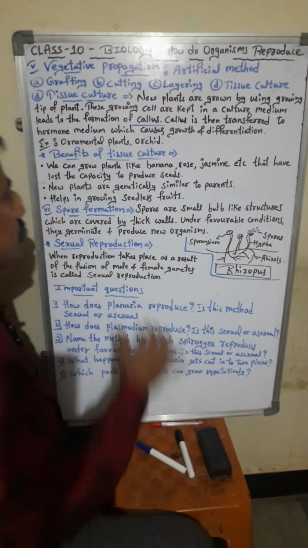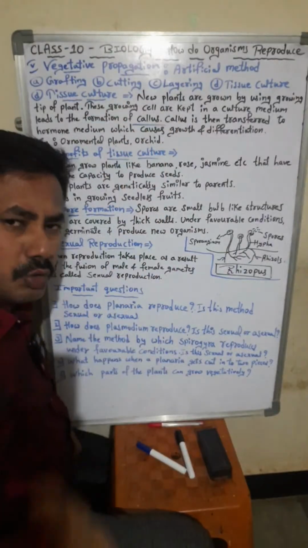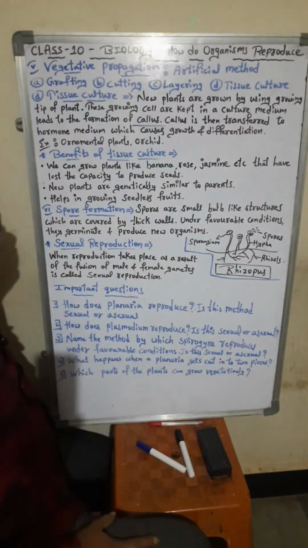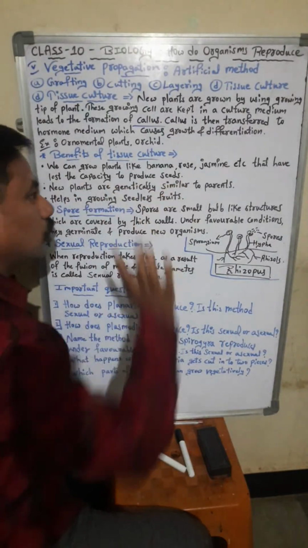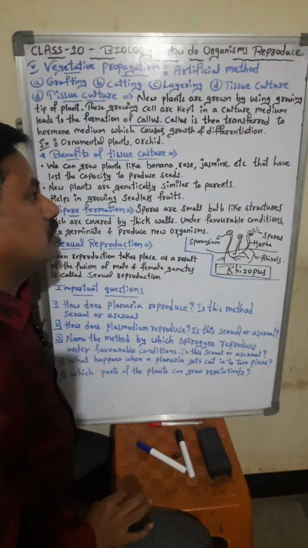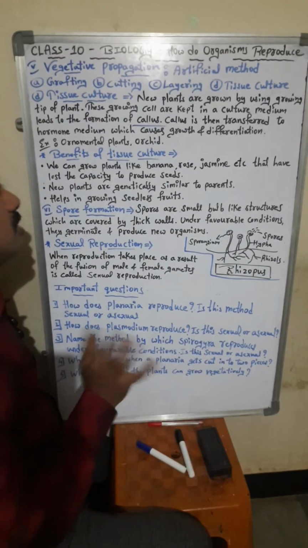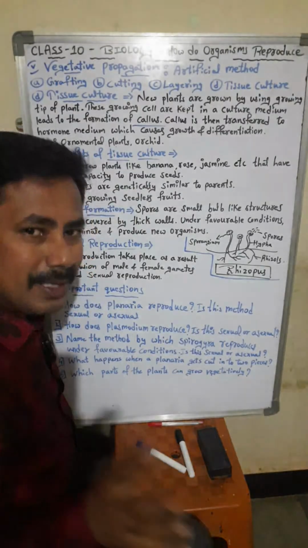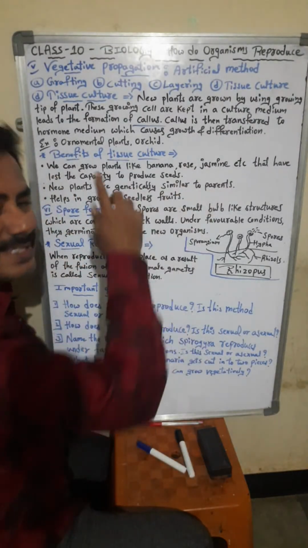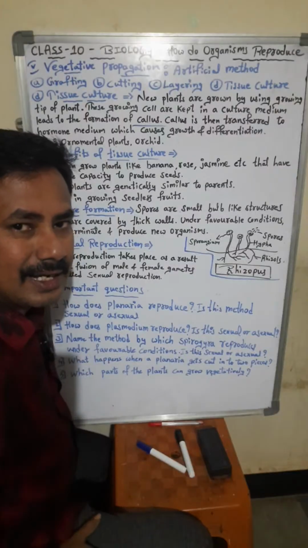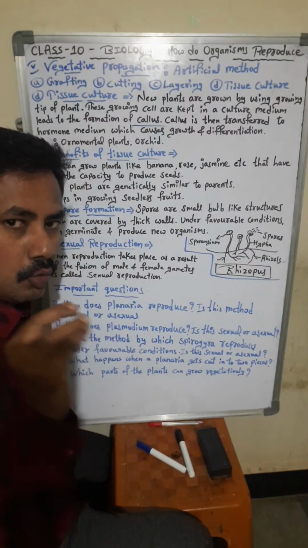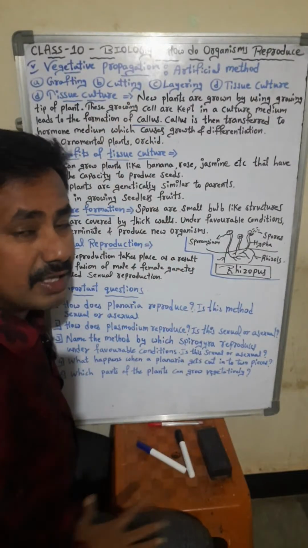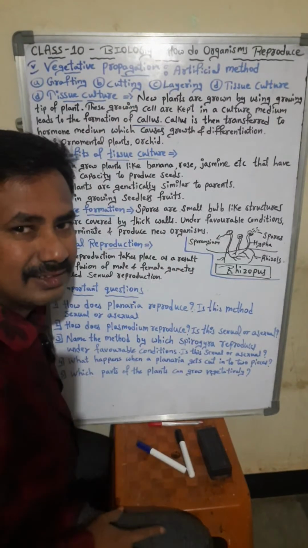So now students, what are the benefits of tissue culture? Let us see now. We can grow plants like banana, rose, jasmine, etc. that have lost the capacity of producing seeds. For plants that do not produce seeds, tissue culture is very beneficial.